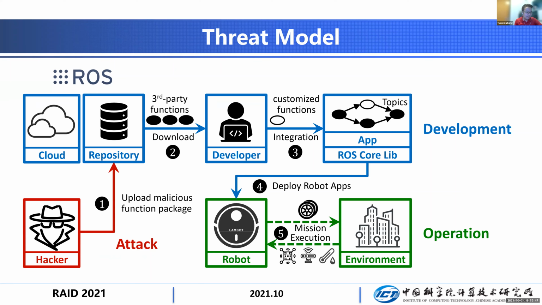And then if the developer downloads functions from the ROS repository and integrates them into his own apps, the app will become malicious, will become compromised. When the compromised app is deployed on the robots and runs in the environment, this can cause very severe consequences to the robots as well as the environment. This is the threat model we consider.